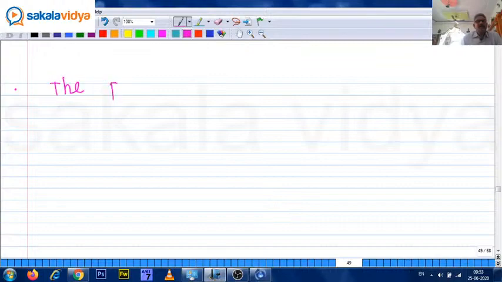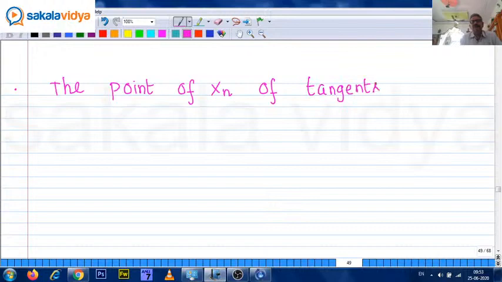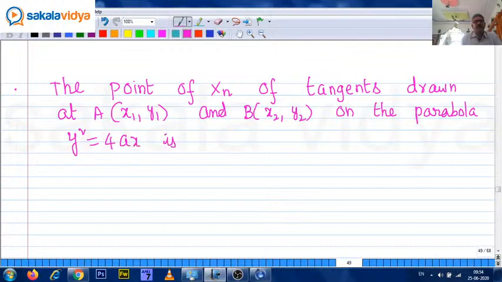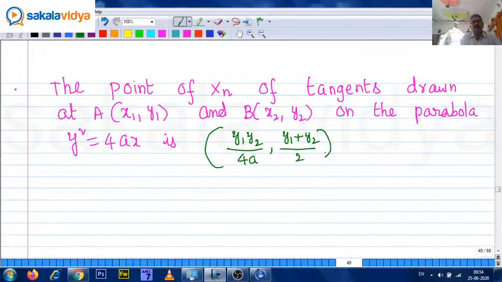The point of intersection of tangents drawn at A(x1, y1) and B(x2, y2) on the parabola y square equals 4ax is, that is, (y1 y2 upon 4a, y1 plus y2 upon 2). So like this also we can find out.